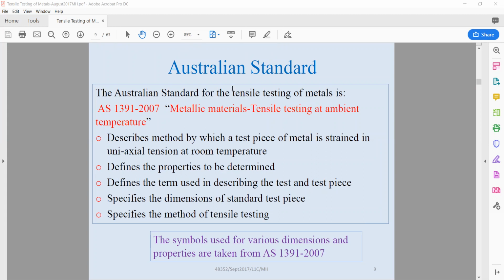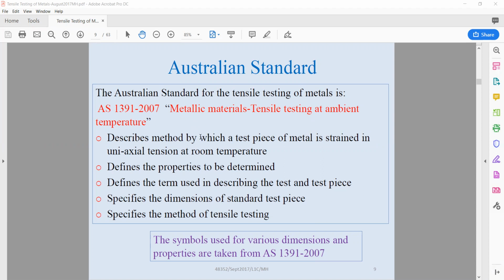The Australian standard is usually the one we refer to when we do testing in Australia. This is one of the standards, AS 1391, called metallic materials tensile testing at ambient temperature, at normal temperature. There are also tests at elevated temperature, but this standard is at normal temperature. It means the laboratory is at normal temperature, like 23 degrees centigrade with around 55 to 60 percent humidity. The temperature and humidity of the lab environment where you do the testing is also very important.